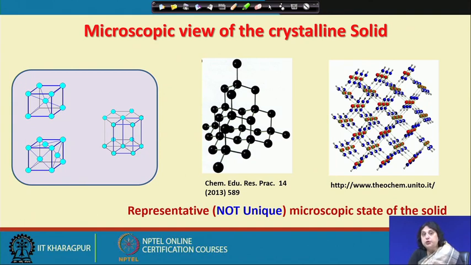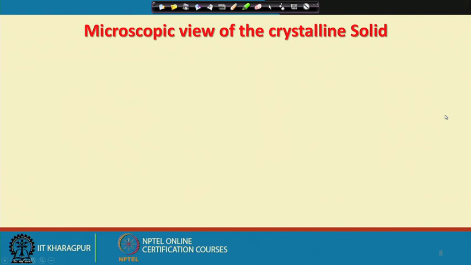And now I am going to show you that, of course, at finite temperature, this is not going to be the unique structure of the solid, and there are many other possibilities. So, let us see why I say this.